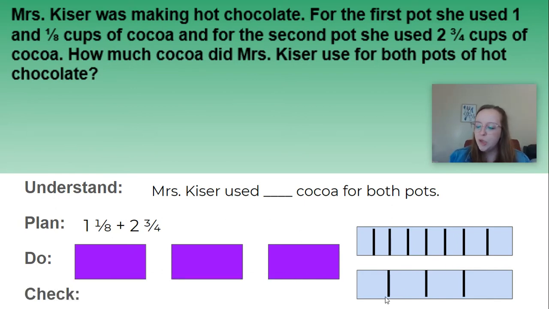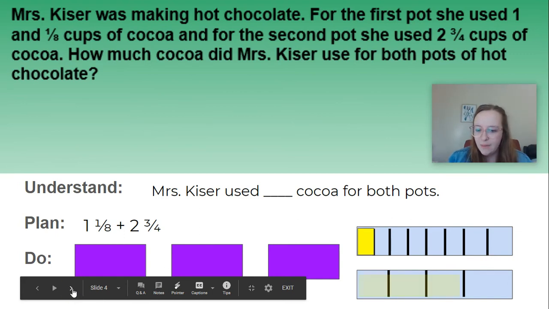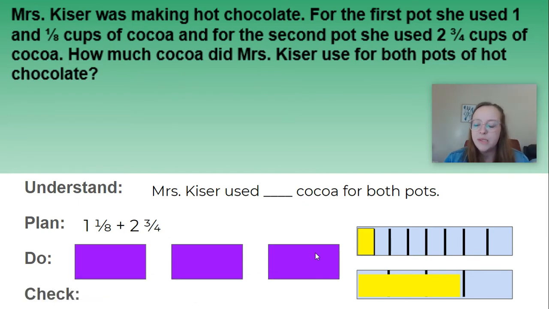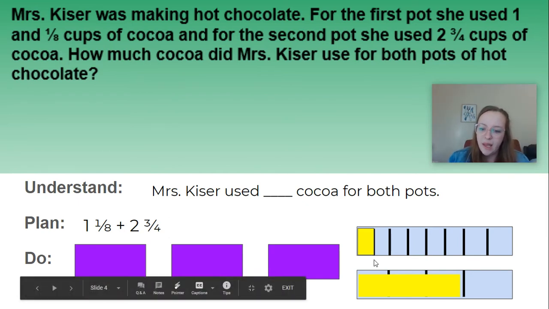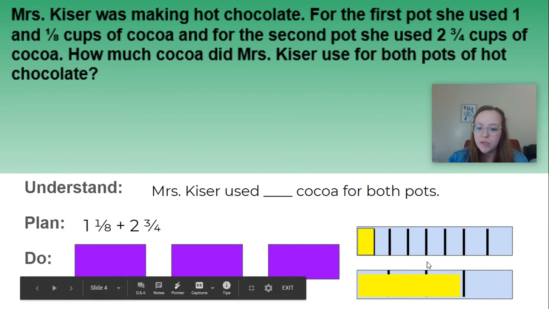But I don't have all of those pieces, right? I only have 1/8. There I colored in 1/8. But then I also have 3/4 that I'm adding to it. So I went ahead and colored in 3/4. Well, we've sort of run into a problem. We've added, right? We know that we have 3 whole cups, and then we have 1/8 and 3/4 cups, but I can't do 3 and 1/8 plus 3/4. I need these denominators to be the same. So look, how can I make them the same?